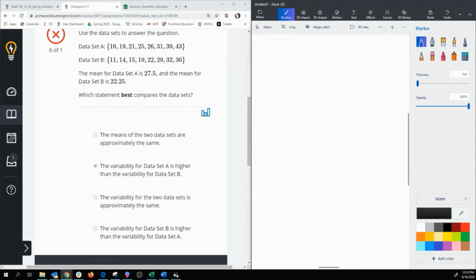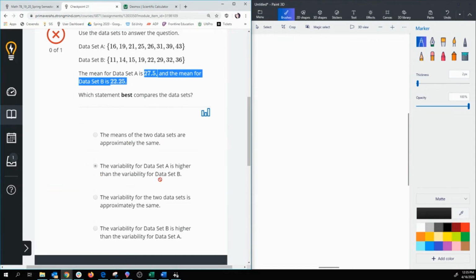So we have these two data sets here and it gives us the mean for both. And we want to compare the data sets. So we want to know which of those statements best compares the data sets. Well, the first option says that the mean of the two data sets are approximately the same. Well, they're not really close to each other, right? 27.5 and 22.5 are pretty far apart. So I would not say that they are about the same.